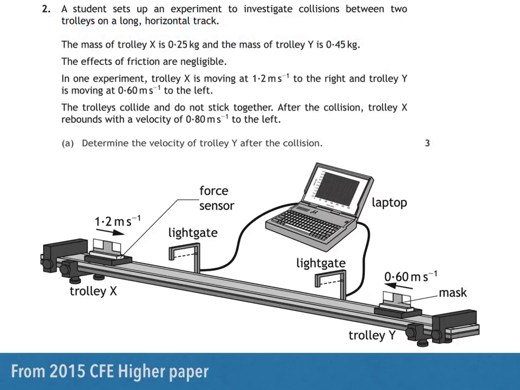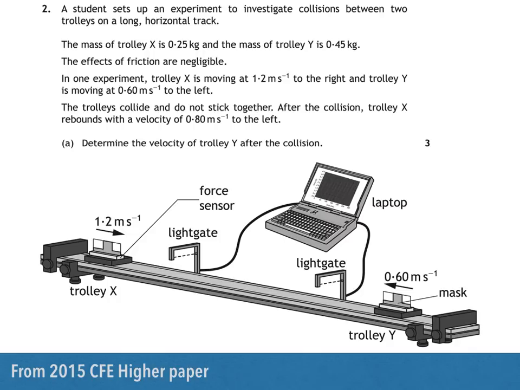A student sets up an experiment to investigate collisions between two trolleys on a long horizontal track. The mass of trolley X is 0.25 kilograms and the mass of trolley Y is 0.45 kilograms. The effects of friction are negligible. In one experiment, trolley X is moving at 1.2 meters per second to the right and trolley Y is moving at 0.6 meters per second to the left. The trolleys collide and do not stick together.